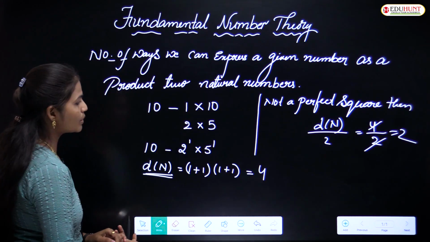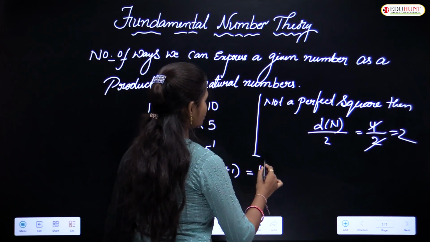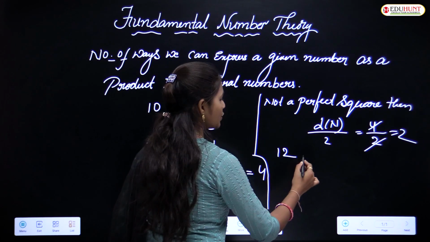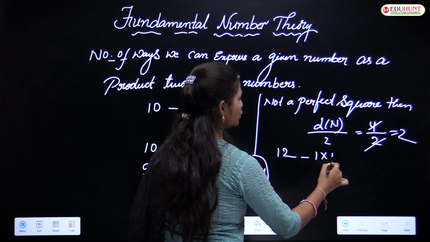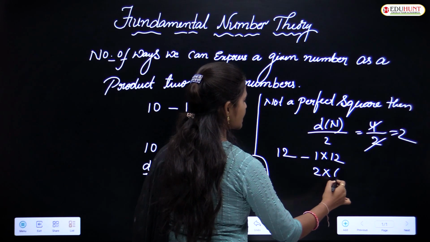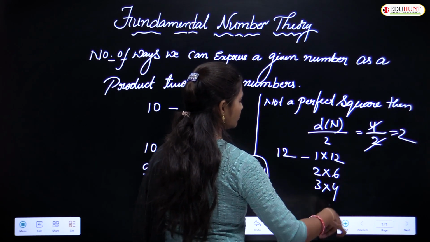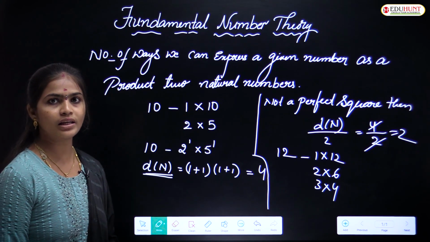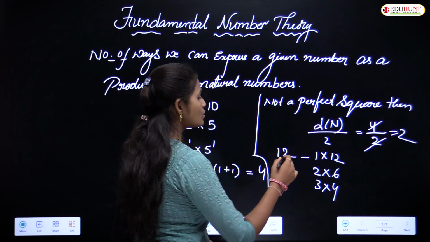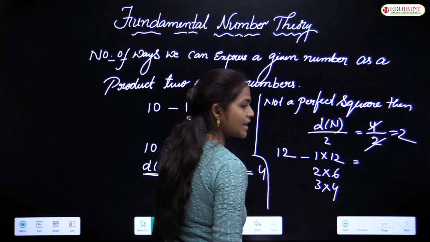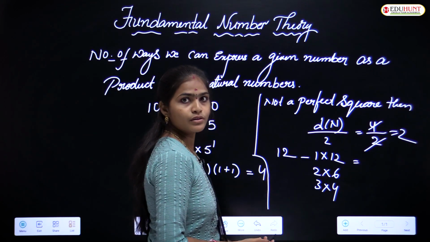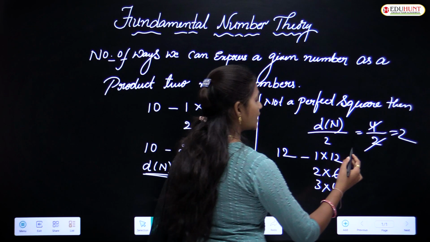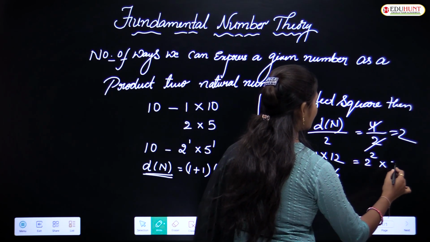Okay, let us take one more example, that is 12. How can we express 12? 1 into 12, 2 into 6, next 3 into 4, that's it. So 3 ways we are expressing it. Now, how can we write 12 in standard form? 12 is 2 into 2 into 3, so we can say 2 square into 3 power 1.